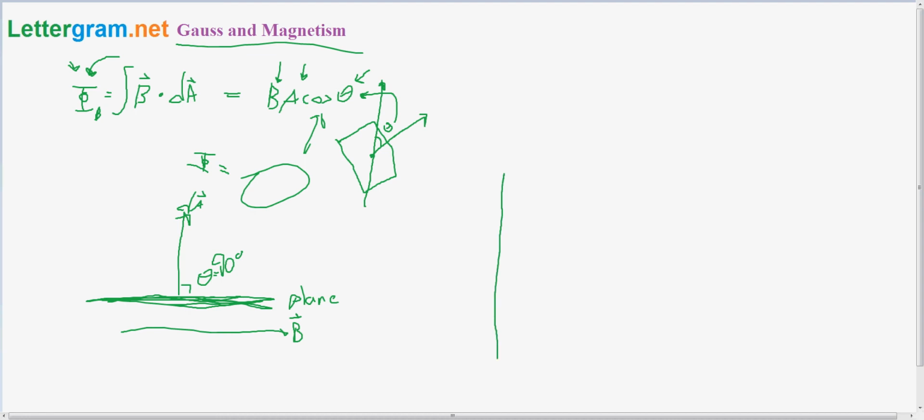Now if we have a straight plane, we have dA and magnetic field line, we get cosine theta to be 1, because cosine 0 is 1. So we get the maximum amount of flux based on the magnetic field in the area.